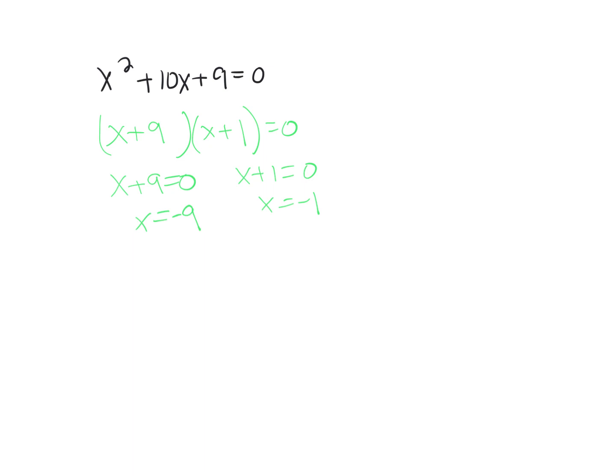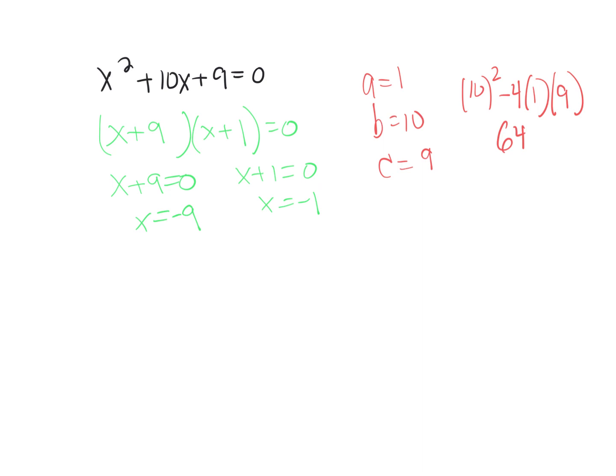If you decided to do the quadratic formula, our a would be 1, our b would be 10, our c would be 9. If we go to do the discriminant, that would be b squared minus 4 times a times c. And so when we have that, that is going to give us 64. 64 tells us two things. It tells us first it's positive, so a positive discriminant tells us there are going to be two intercepts, but it's also a perfect square, which tells us it's factorable. So if you wanted to, you could go back and try factoring.